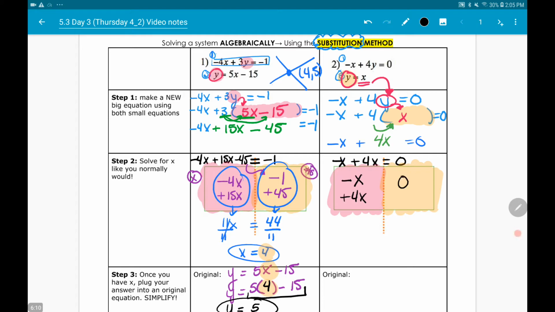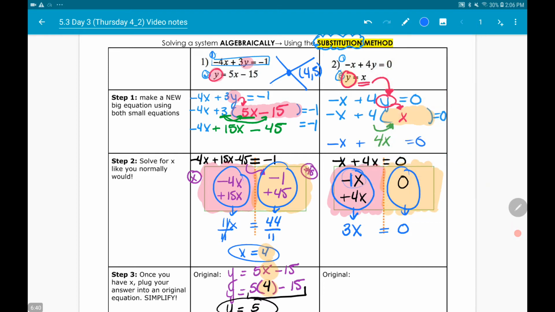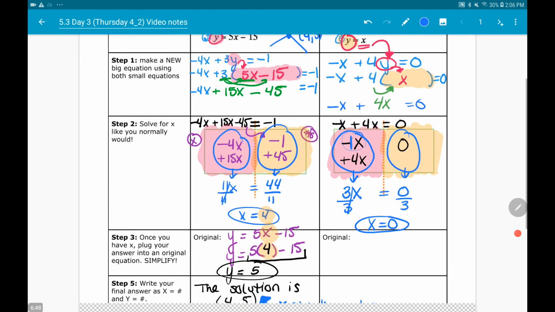All right, so that is it. Before I combine like terms, what lives in front of this? It is a -1. So when I'm combining, I'm doing -1 plus 4. That gets me 3x. And then on this side, 0. All right, what's my next step? Divide, and I get 0 divided by 3, so x equals 0. That is okay, because 0 is a number.